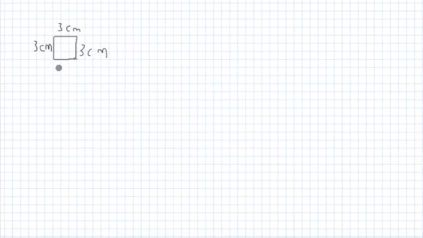So we know that all these sides are 3 centimeters, and basically we're just going to add them all up. So 3 plus 3 plus 3 plus 3. I can also do 3 times 4, but that will also equal 12 centimeters. So now we know the perimeter, or P for short. I'll just write 12 centimeters equals perimeter, P for short.